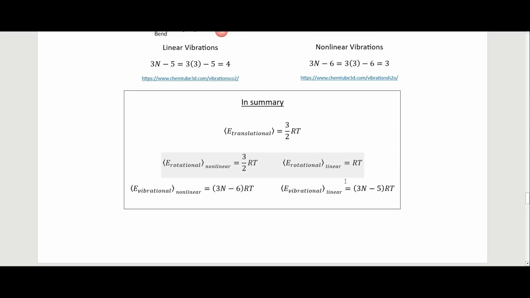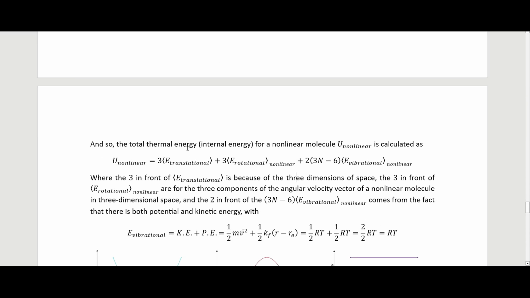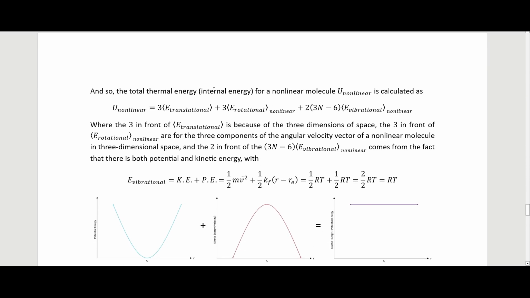And so the total thermal energy or internal energy of a nonlinear molecule, and we're going to look at the nonlinear version, but you could do a similar analysis for the linear version, is calculated like this. So it's 3 times the energy for translational plus 3 times the energy for rotational plus 2 times the energy for vibrational, which is multiplied by the 3n minus 6 for the different modes.